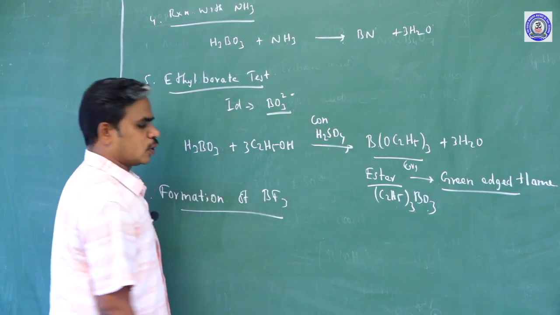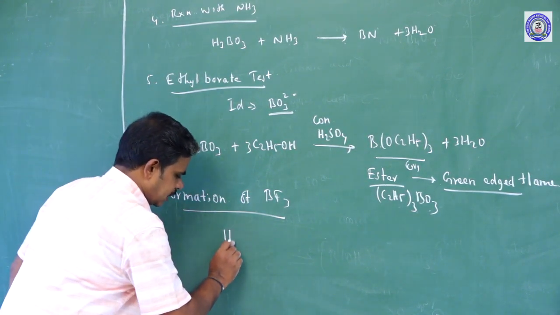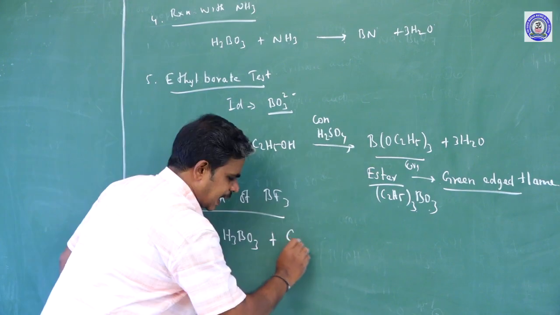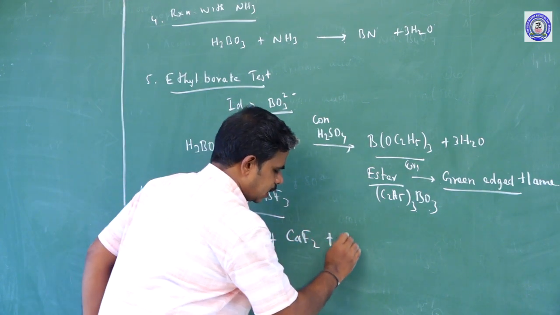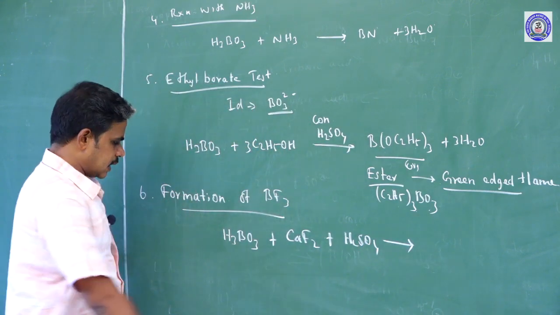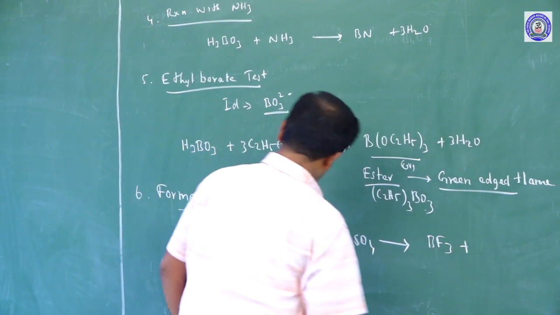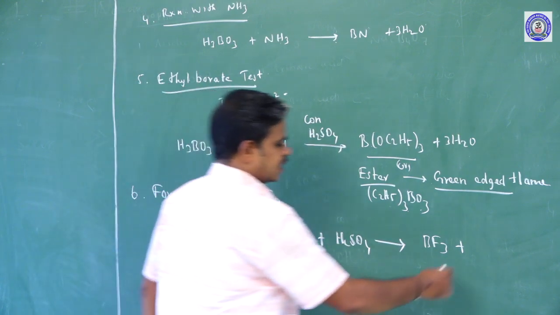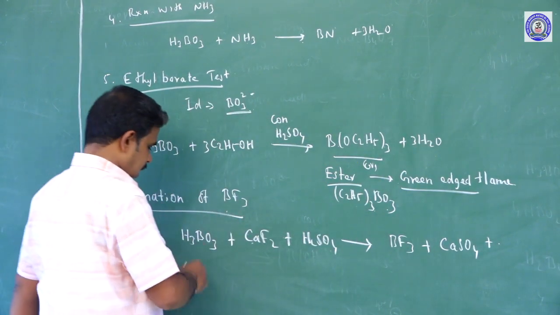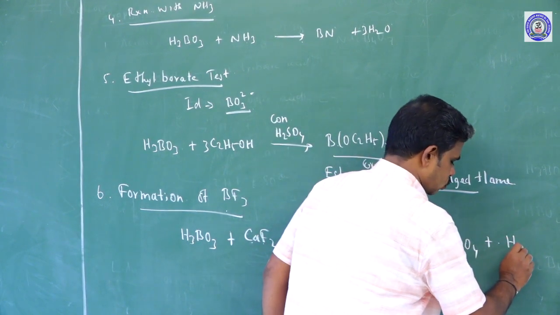And the next one is the formation of BF3. How will you get BF3 from boric acid? We take boric acid, H3BO3, with calcium fluoride and sulfuric acid. Then we get BF3, and calcium and sulfate are there, so it is calcium sulfate, and BF3, and water, H2O.